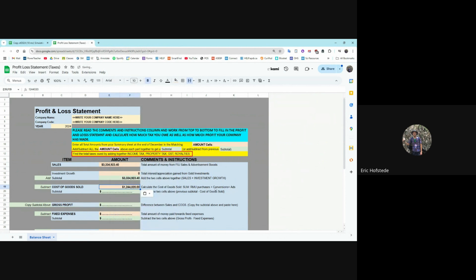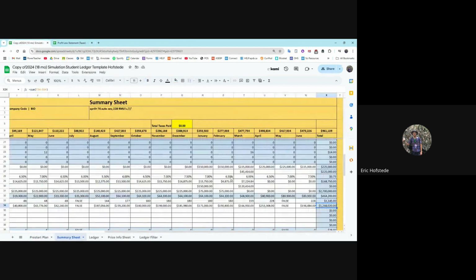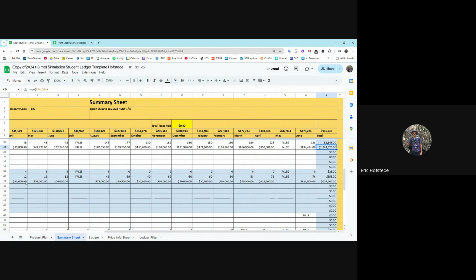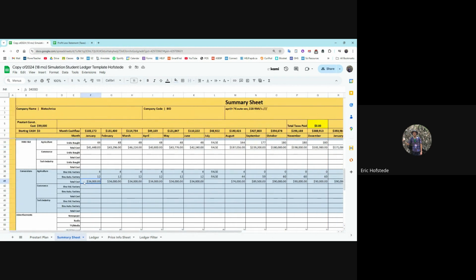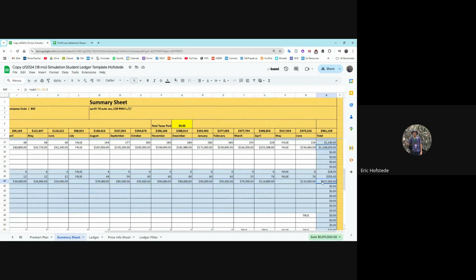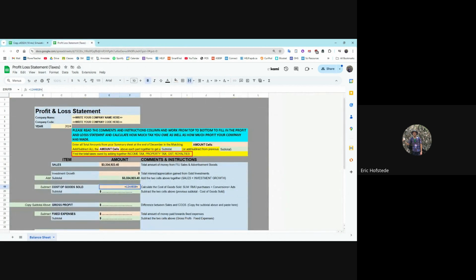But I also need to add in conversions and ads. So I'm actually going to make this into an equation. This is going to be equal to the amount from RMU purchases plus the amount I spent on conversions, which is this row here. Another 600,000. So I'm going to copy that and paste it into here as, no, not plain text.